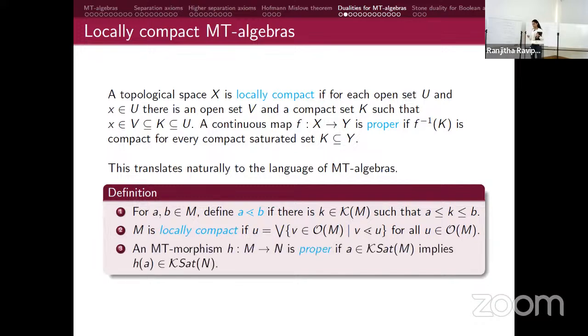And then morphisms the same way, because here it's an inverse; for me, it's just a morphism. So I say an empty morphism is proper if compact saturated goes to compact saturated. I could have restricted to compact saturated goes to compact, because this is an empty morphism. It's a complete Boolean homomorphism, so saturated goes to saturated.